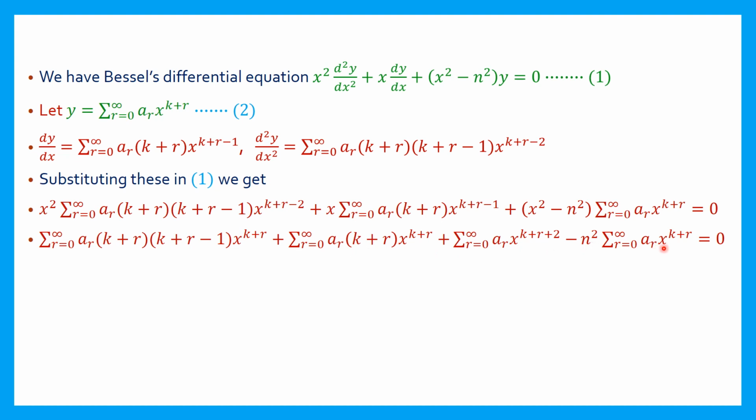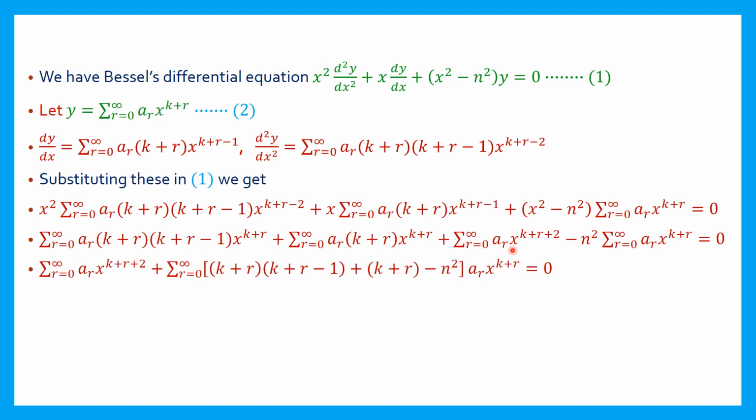Now let us club similar terms together. So first summation we have x power k plus r. Second summation we have x power k plus r. And the last summation we have x power k plus r. We can club these three terms. And in the third summation we have x power k plus r plus 2. This third summation we will write first and the remaining summations we will write next, and we will do some simplification.